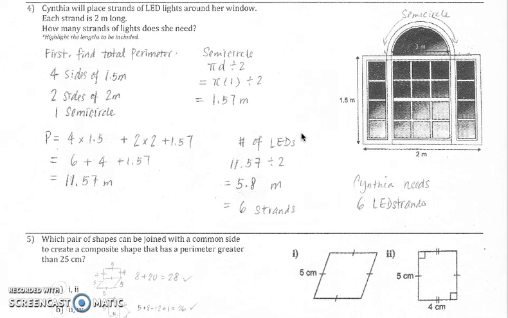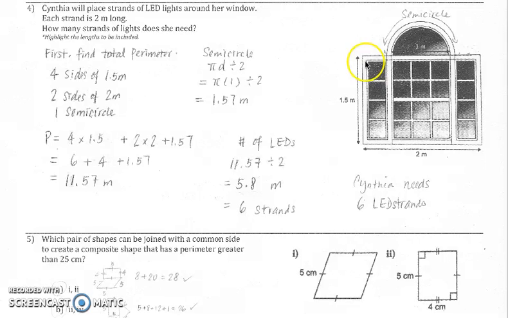Number 4. Cynthia will place strands of LED lights around her window. Each strand is 2 meters long. How many strands of lights does she need? Well, because we're dealing with lengths, we know we need to know something about perimeters. Now take a look at the diagram. Where are the LED lights to be placed?